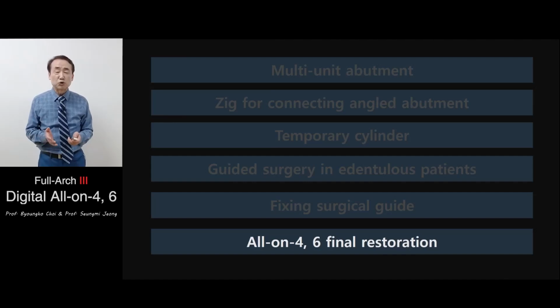Let's move on to our final issue. What type of final restoration should we make for Oron 4 and Oron 6 implant treatment?